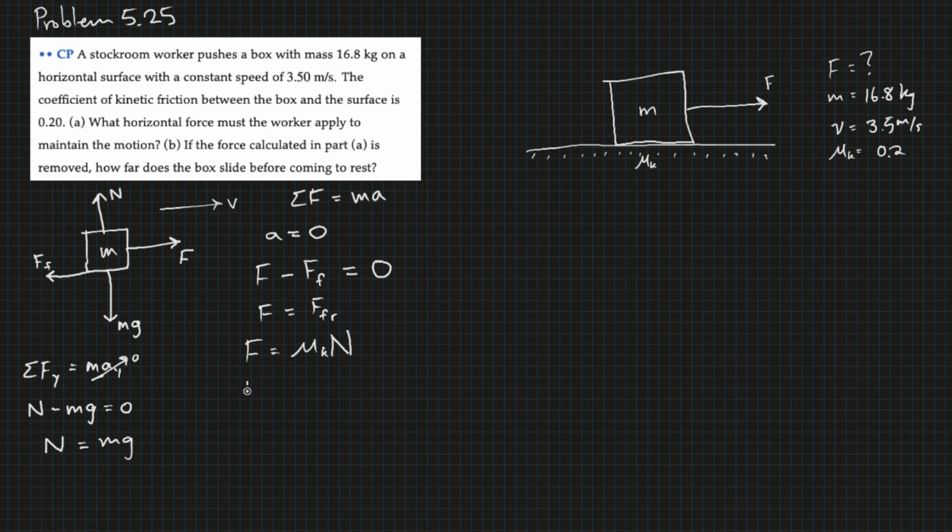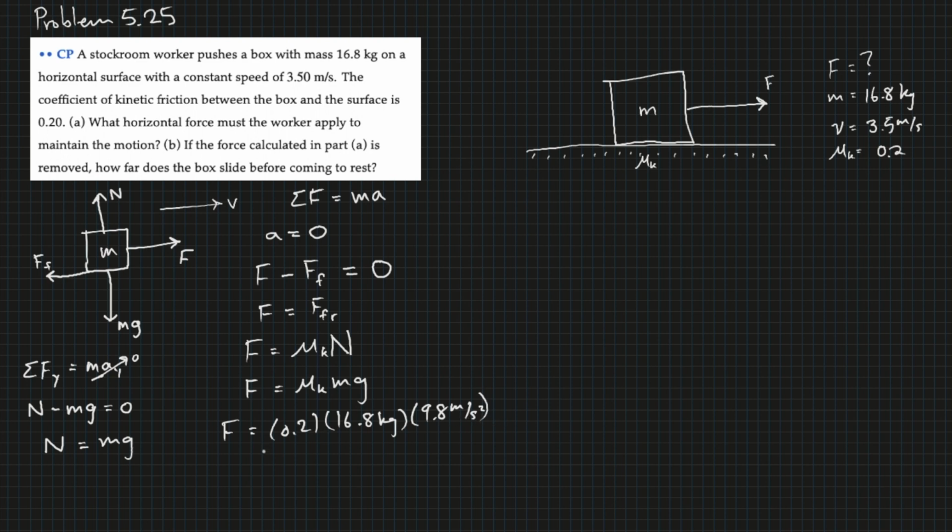So let me plug that into my equation here. Again, I'm just defining more and more specifically what the force of friction is. So before it was just force of friction, now it's the coefficient of kinetic friction times the normal force, and now it's the coefficient of kinetic friction times my new definition for the normal force, mg. So I can start plugging in these numbers. So the force being applied by the worker is just 0.2 times, which 0.2 is the coefficient of kinetic friction, times the mass of the box, 16.8 kilograms, times gravity, which is 9.8 meters per second squared.